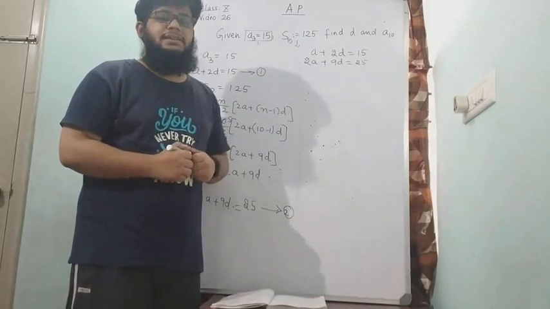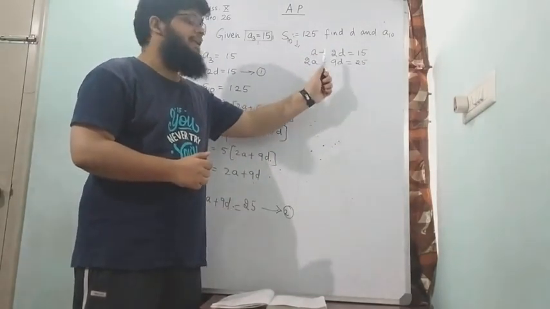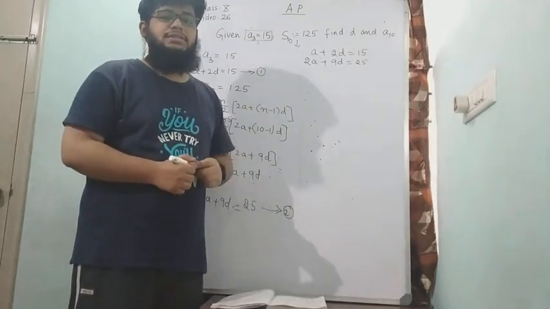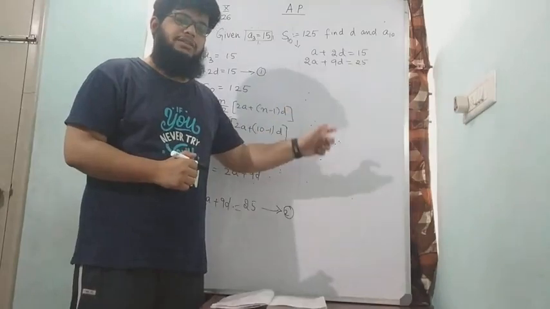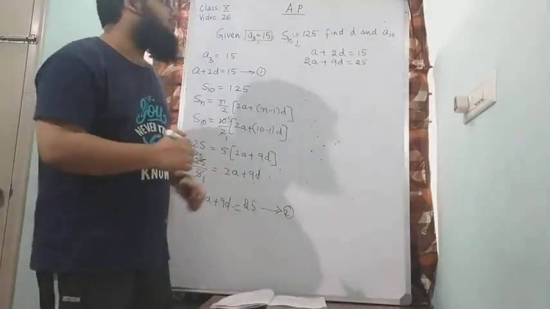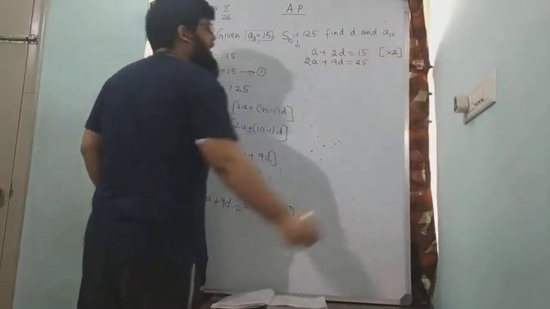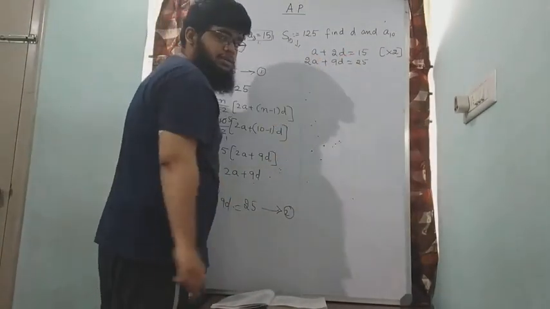What I am seeing in these equations is, I have A and I have 2A, they are not the same. 2D and 9D, they are also not the same. That means the numerical quantities don't match. So I should make any one value, either the value of A or the value of D, the same. So what I will do is I will multiply this whole equation with 2. When I say whole equation, I should multiply everything here with 2.